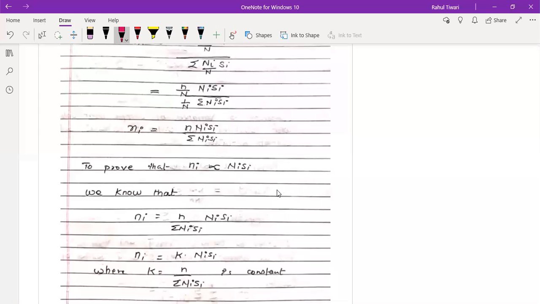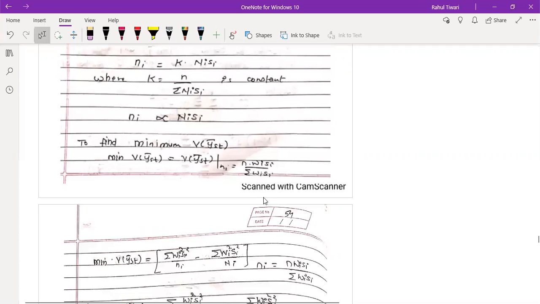We know this condition, so I have written it again here. Ni is equal to K times Ni Si, where K is a constant. One can say Ni is directly proportional to Ni Si because K is constant. To remove that constant, I can use the proportionality sign directly.